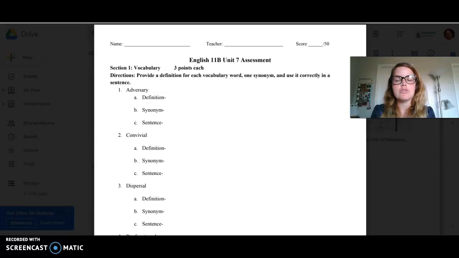So you just have to give me a definition, give one synonym or word that means the same thing, and then give a sentence that uses it correctly. If your sentence is the definition, it does not count, right? It has to be a meaningful sentence, not a sentence like "adversary does not mean bench." That doesn't work, so make sure you make a sentence that's worthwhile.